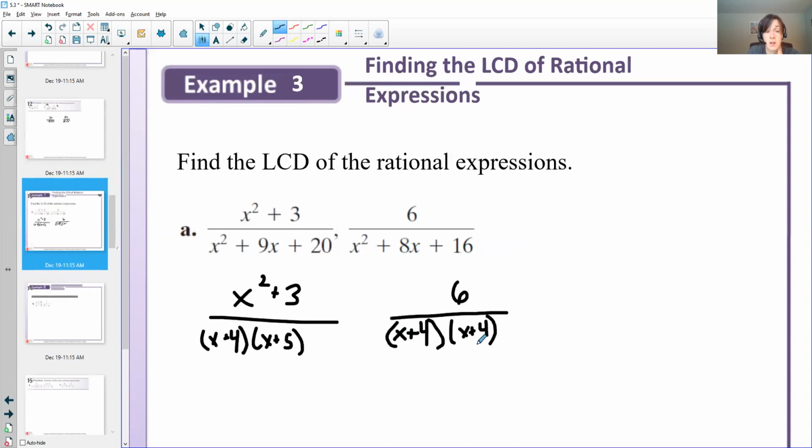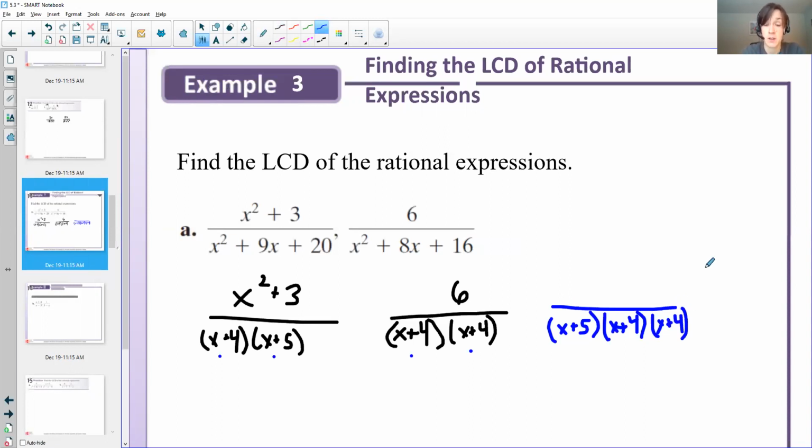So now we've got to look at what's in the denominators. So I have an x plus 4 and an x plus 5 here, and I have x plus 4 and x plus 4 here. So I need each unique thing the most number of times it occurs. So I'm going to need an x plus 5 because that's floating around out there. And then I'm going to need x plus 4 twice because if I don't use it twice, I won't be able to get my full denominator for the second fraction.